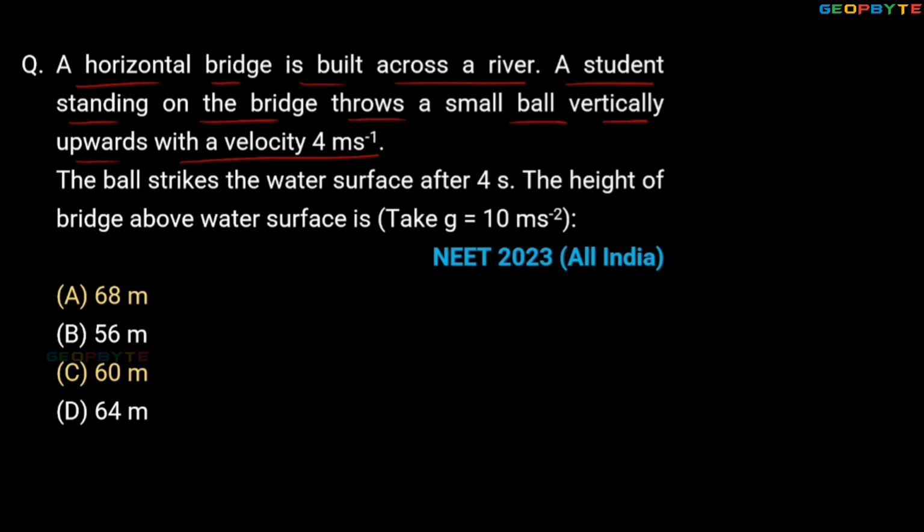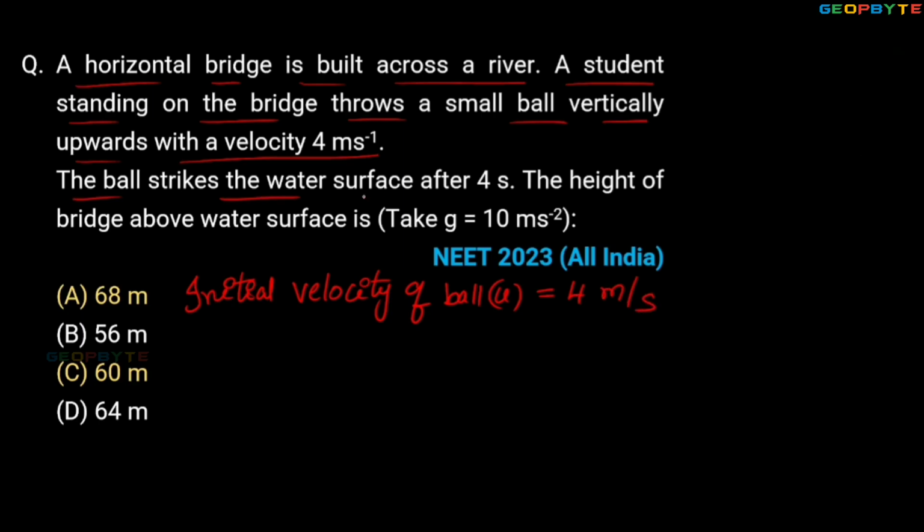A boy is standing on the horizontal bridge for throwing a small ball with an initial velocity of 4 meters per second. Let me write that point. Initial velocity of ball, let that be u equal to 4 meters per second. The ball strikes the water surface after 4 seconds. Time required to touch the water surface is 4 seconds.